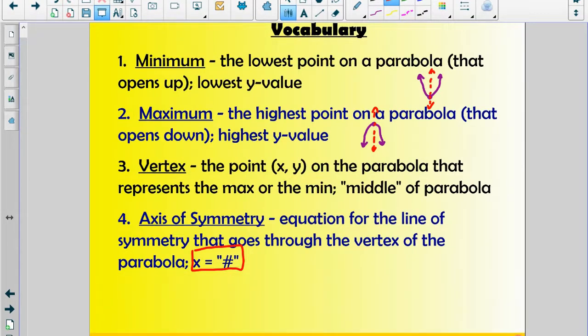The other one, is it on here? I did not put it on here, but y-intercept and x-intercepts are going to be the point or points where your parabola, your graph, touches or crosses either the x-axis for the x-intercept or the y-axis for the y-intercept.